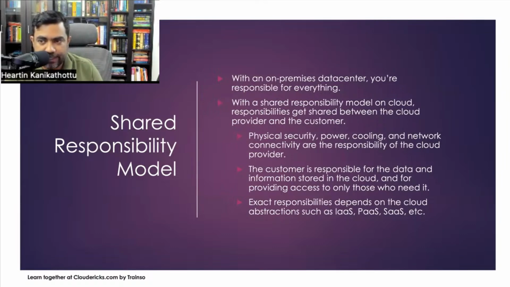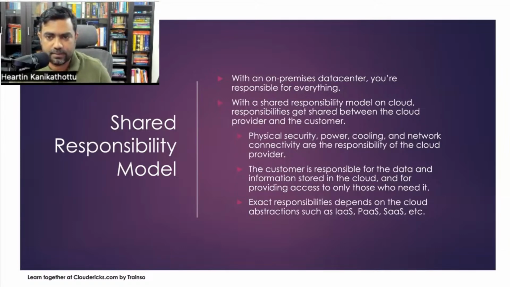With an on-premises data center, what do we mean by on-premises? Everything is managed by you, in your own data center or in a data center that is leased by you. We discussed all of these things in part one. With a shared responsibility model on a cloud, responsibilities get shared between the cloud provider and the customer. Physical security, power, cooling, network, and connectivity are all the responsibility of the cloud provider. The customer is responsible for data and the information stored on the cloud, and for providing access to only those who actually need it. But the exact responsibilities depend on the abstractions, right?